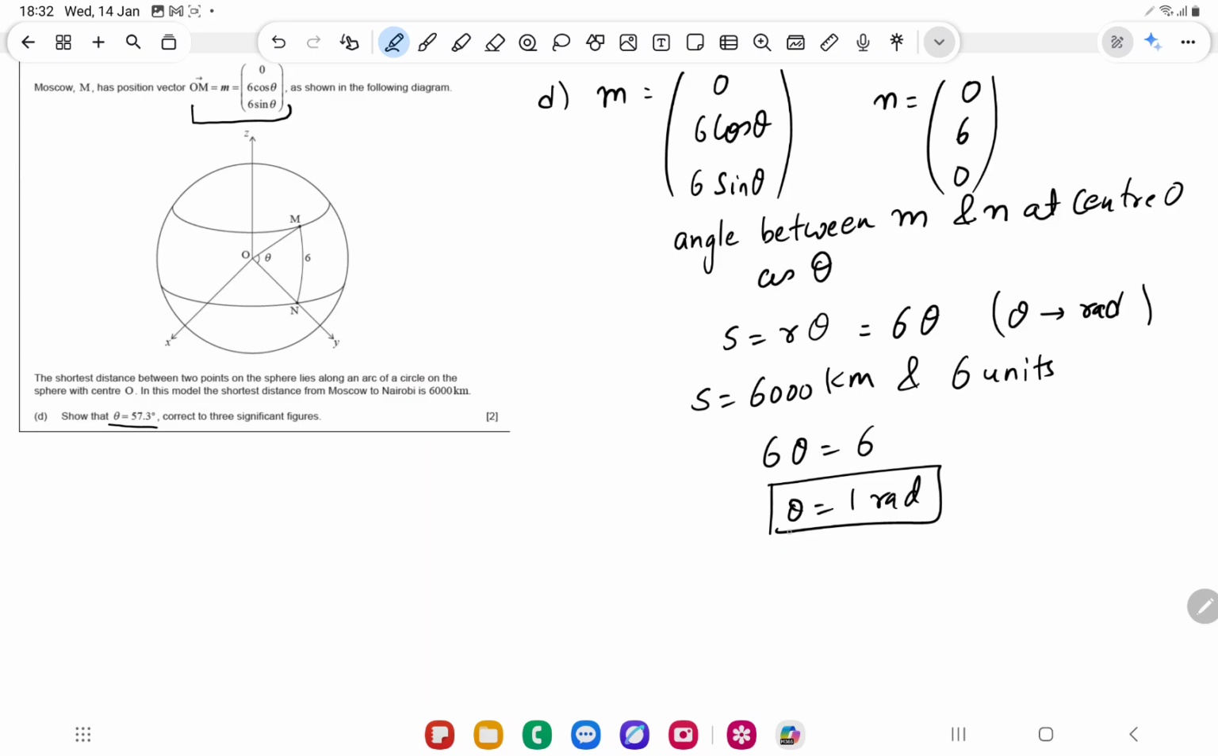Now when we convert radian into degrees, because my question is in degrees, I will write theta as 180 by pi, that is approximately 57.3 degrees. So this is how I'll do D part.